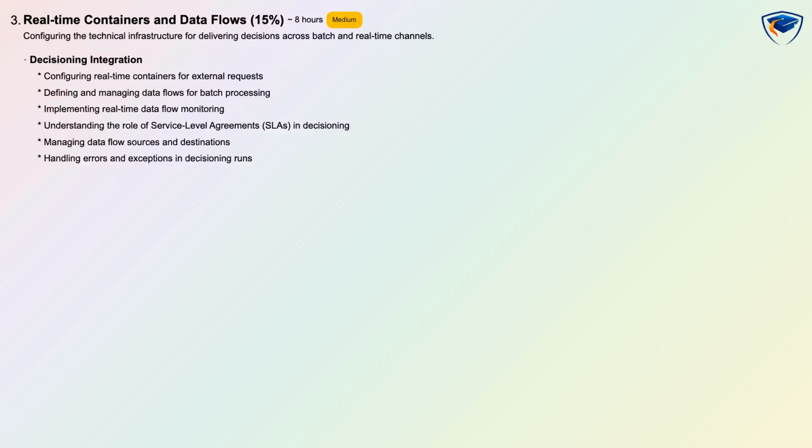The syllabus includes understanding the role of service-level agreements in decisioning, managing data flow sources and destinations, and handling errors and exceptions in decisioning runs. This domain blends hands-on and conceptual assessment and has an estimated 8 hours of learning at medium difficulty.